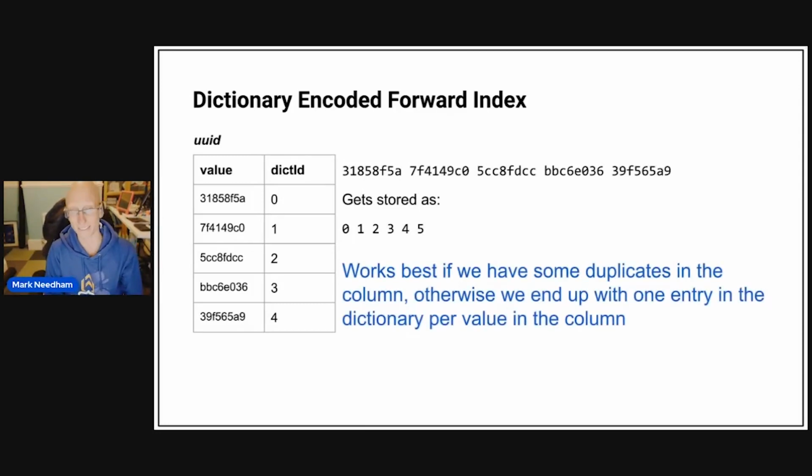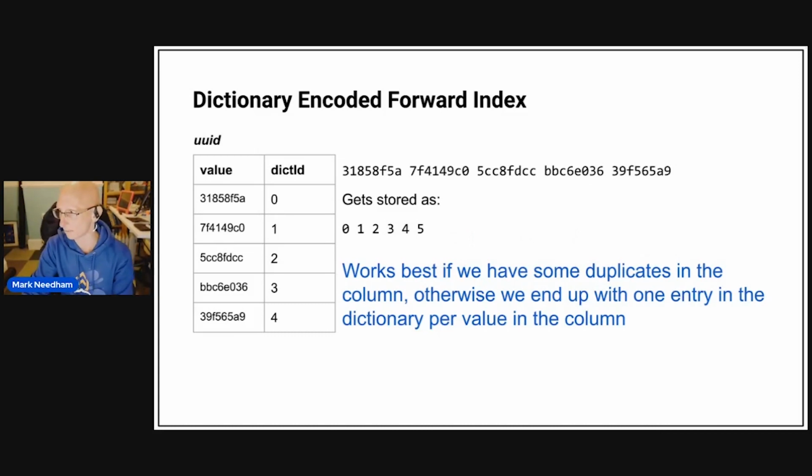So this index works best if there are some duplicates in your data. Otherwise, you're just going to end up with an entry in the dictionary per value in the column. So you effectively create a dictionary mapping every single thing, and then you store it with every single thing. So you're not really gaining anything by doing that. So you want to make sure.